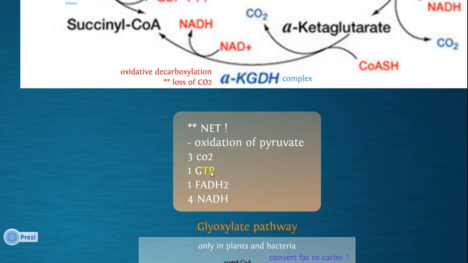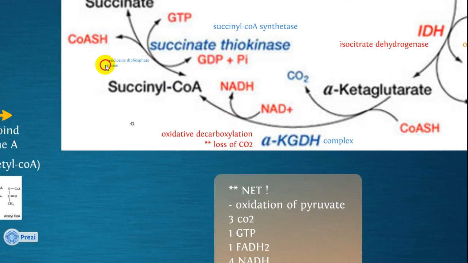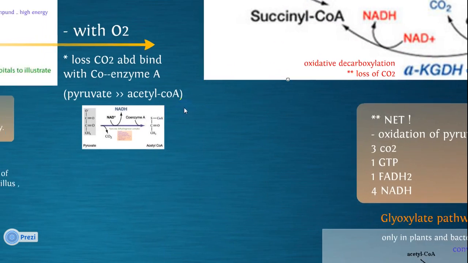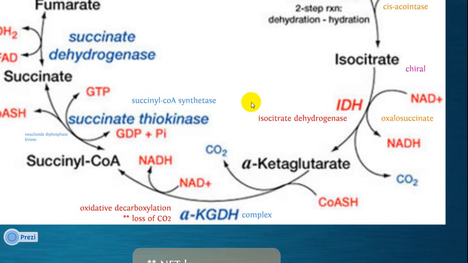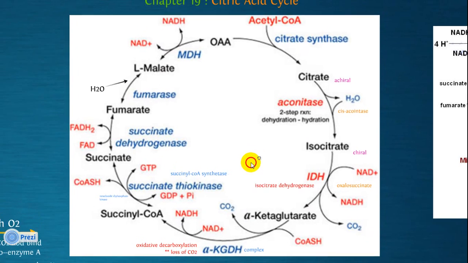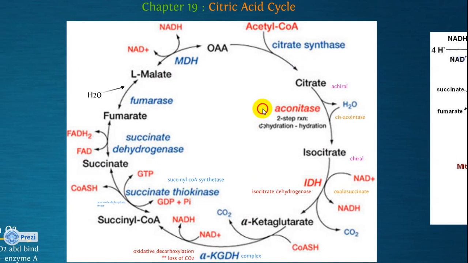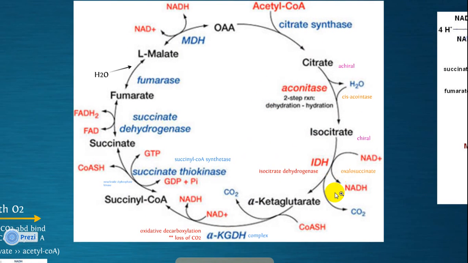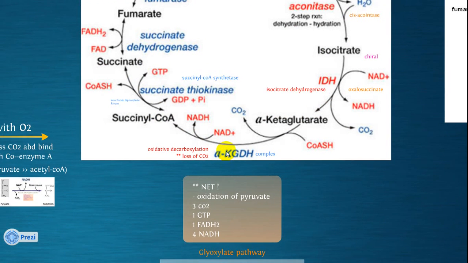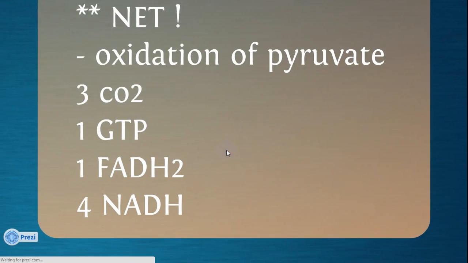we have it here, and 1 FADH2, we have it here, and we have 4 NADH, 1 before the cycle and 3 in the cycle. But if he asks you about the acetyl-CoA net reaction, you can say that 2 CO2 and 3 NADH and 1 FADH2.